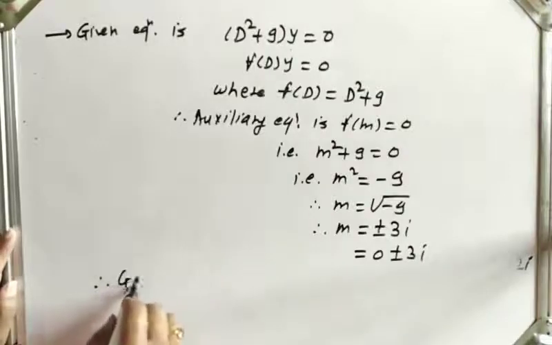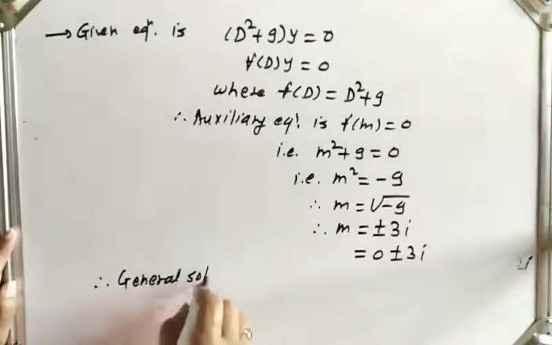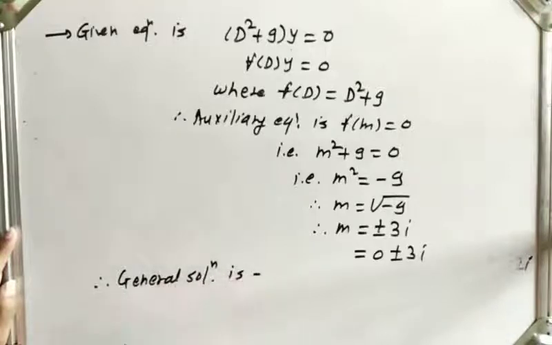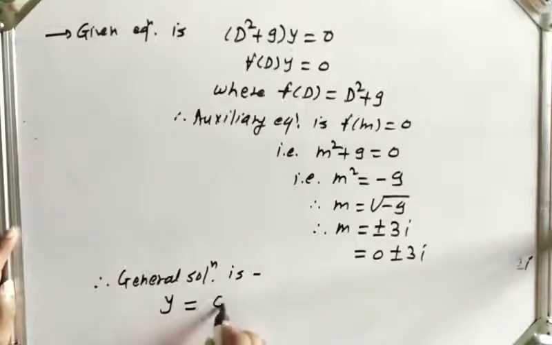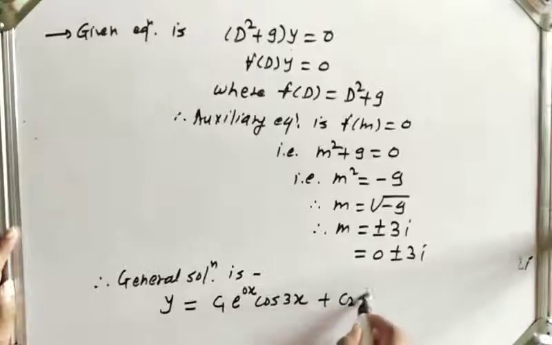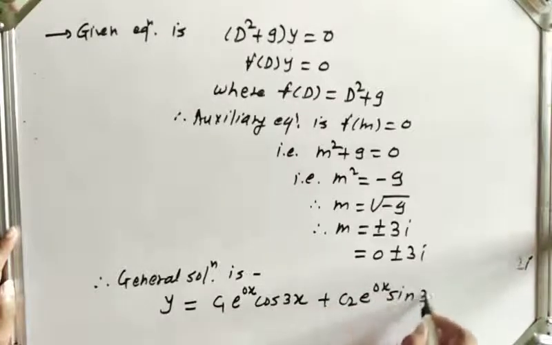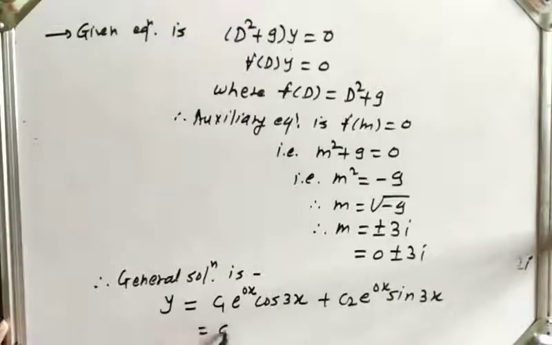Therefore general solution of given differential equation is y is equal to c1 e raised to 0x cos 3x plus c2 e raised to 0x sin 3x. We know that e raised to 0 is 1, so it will be c1 cos 3x plus c2 sin 3x. This is general solution.